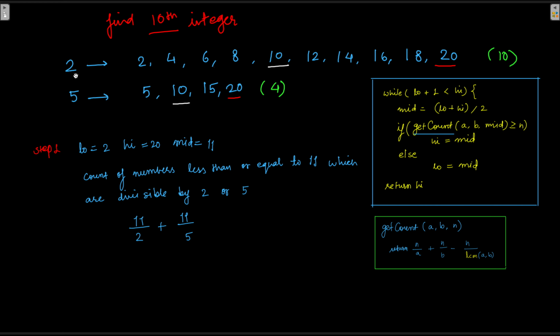So what we need to do is find for each number in this range whether that count is greater than or equal to, or less than, n. n is the number that we need to find out. If you remember the question, we are given 2 and 5 and we need to find the 10th integer in the list of numbers which are divisible by 2 or 5 or both of them. So this looks like it can be solved using binary search, because there exists a monotonic function that we can solve using binary search.